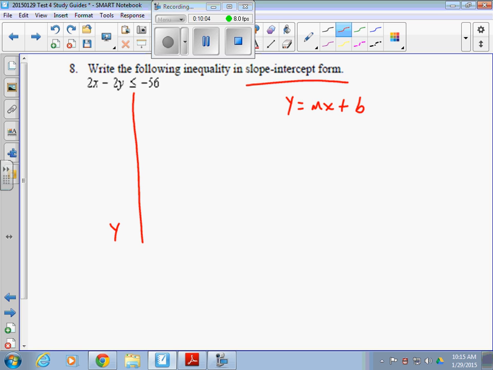So move everything that's not y to the other side. In this case, 2x is not y. It's positive 2x, which means plus 2x. Subtract it there.